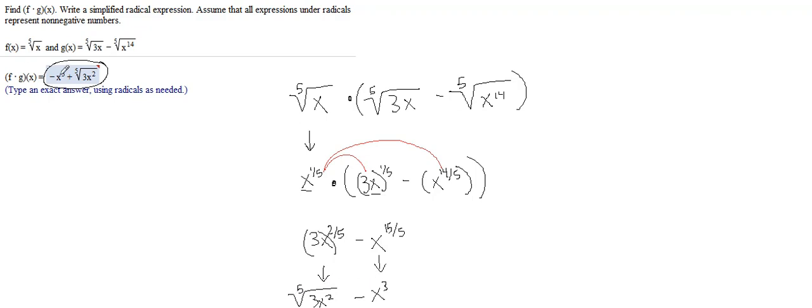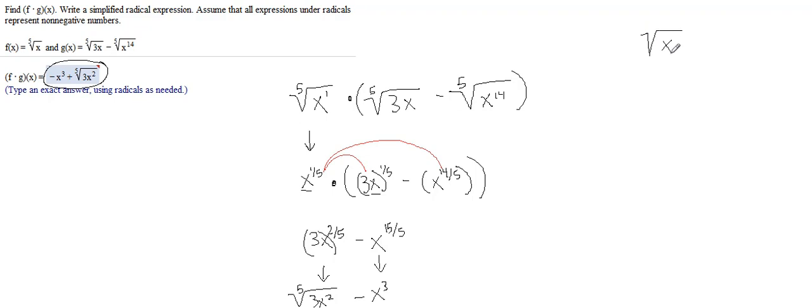So a lot of times it can help you if you change it from radical form to exponential form. And the way, again, that you do that is whatever power is inside here is going to be the numerator of your exponent fraction, and whatever type of root you have, so the index, is going to be the denominator of your fraction.